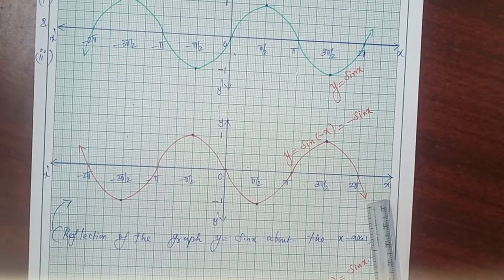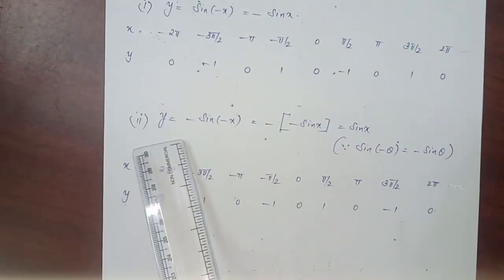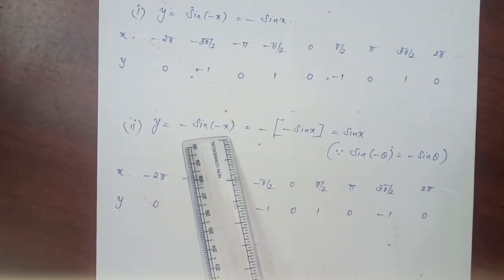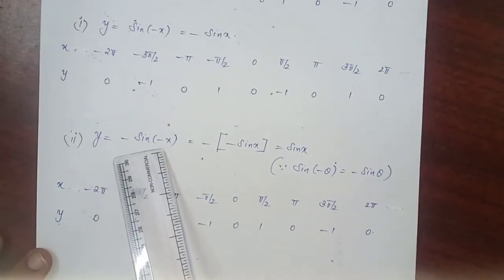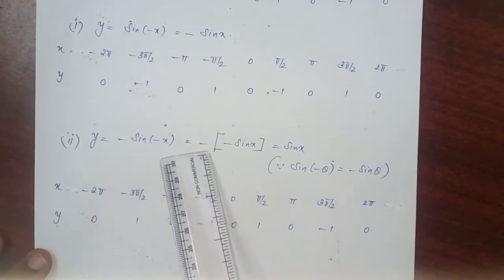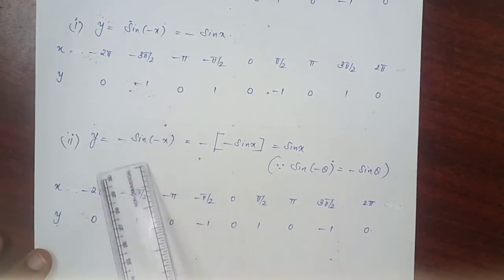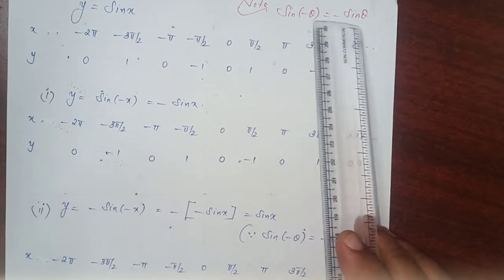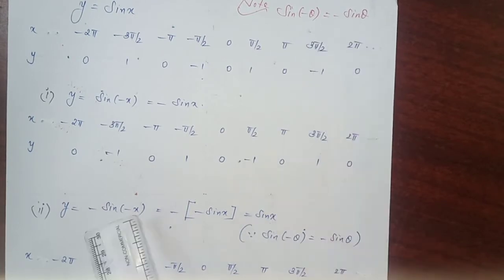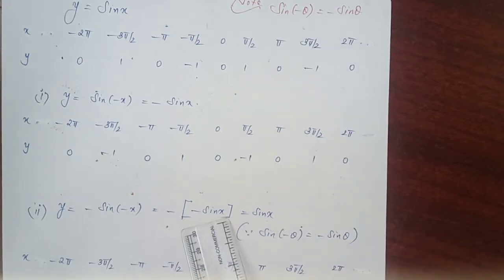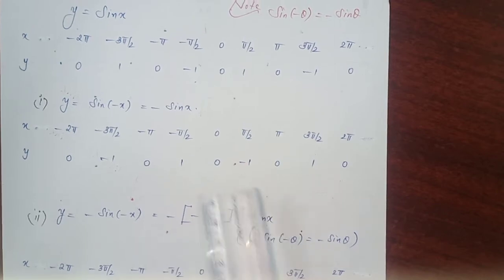Now, subdivision number 2, y equal to minus sine of minus x. Minus sine of minus x equals minus, write as it is, sine of minus x. You can apply this property: sine of minus theta equals minus sine theta. So sine of minus x equals minus sine x. Minus into minus gives plus sine x. You will be getting the same graph.